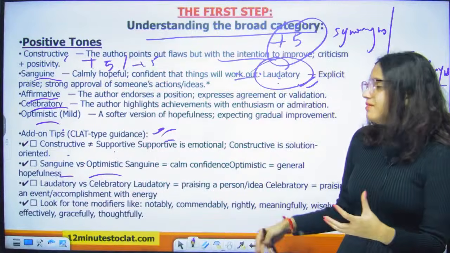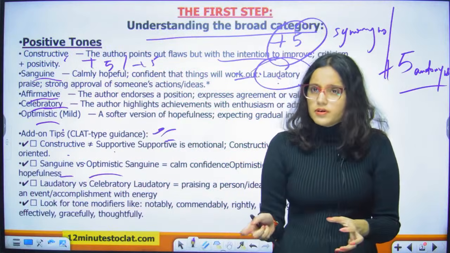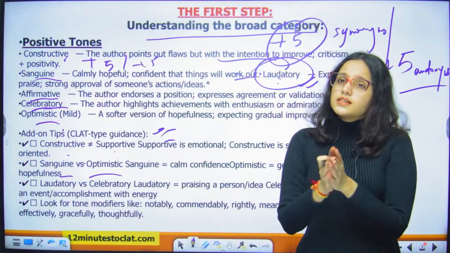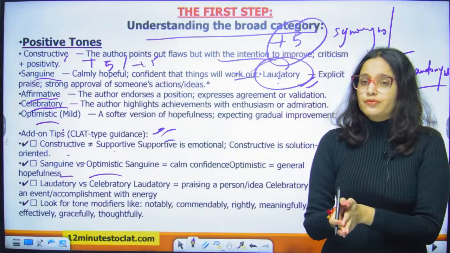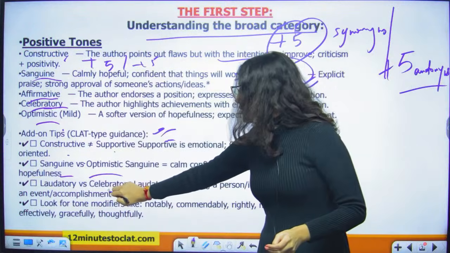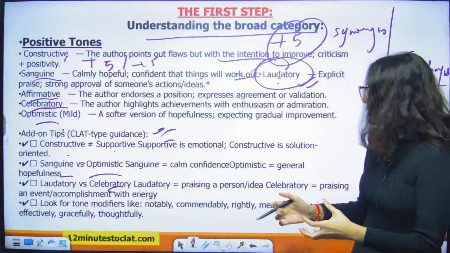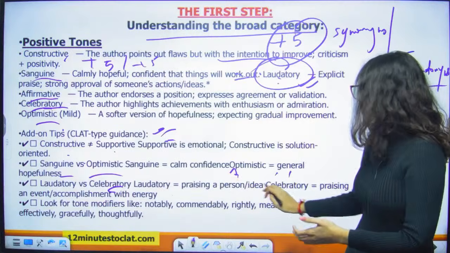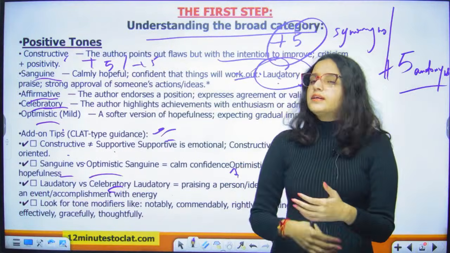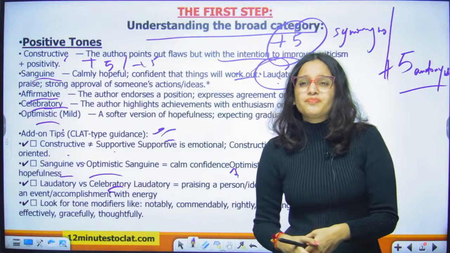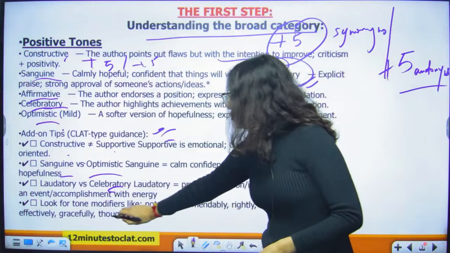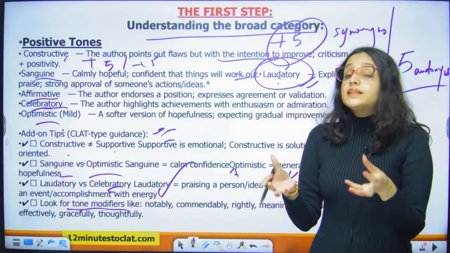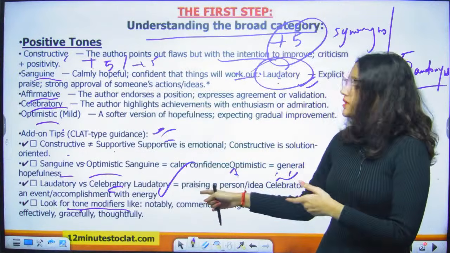Now, sanguine versus optimistic. Optimistic, of course, is a little milder, softer. Sanguine is when you're saying even if the situation is bad, still I'm thinking that no, things will improve. Then laudatory versus celebratory. Laudatory is usually praising a person, an idea, a personality. Celebratory is praising an event, some accomplishment. Now you can also look for tone modifiers like notably. These words are screaming, I will tell you the tone. So just catch the cues.